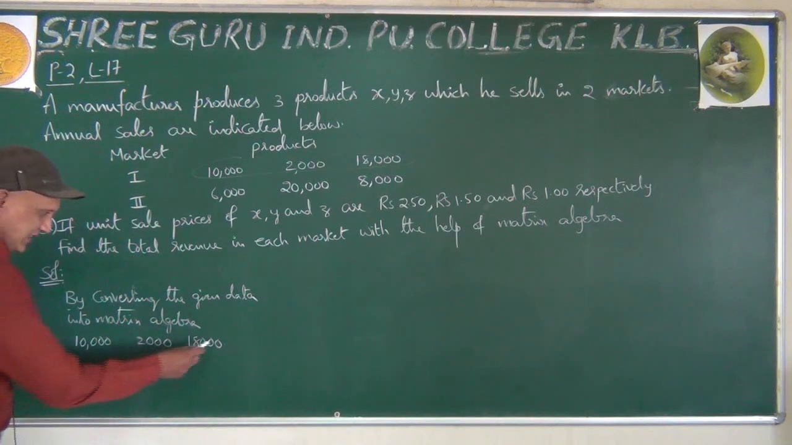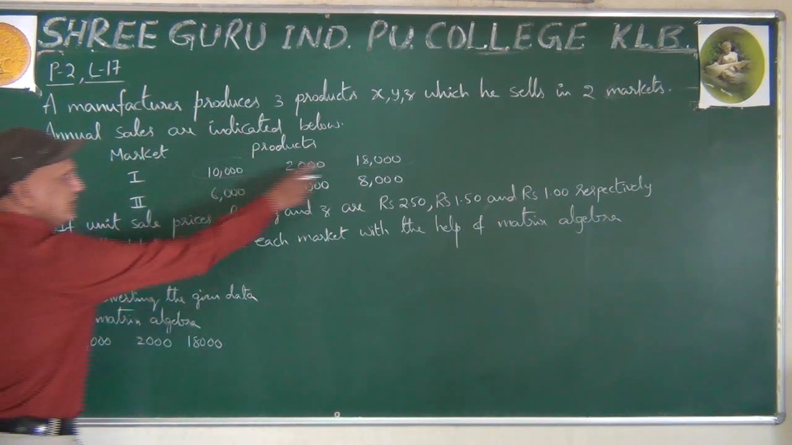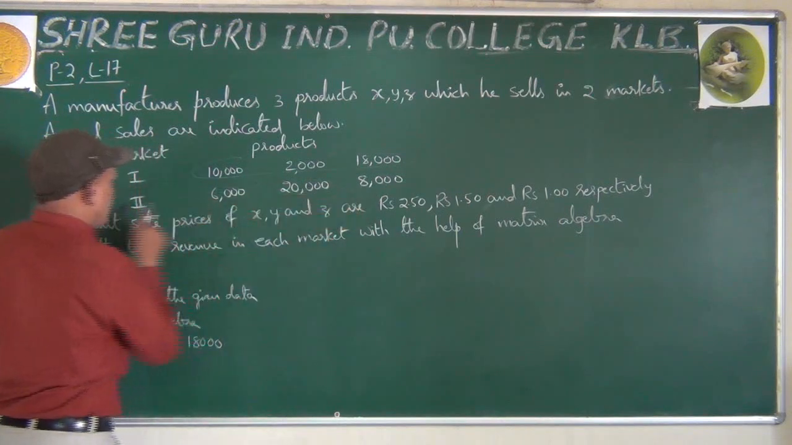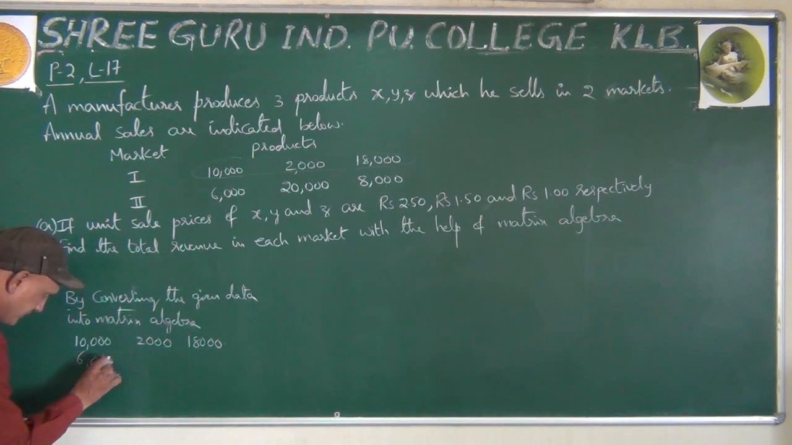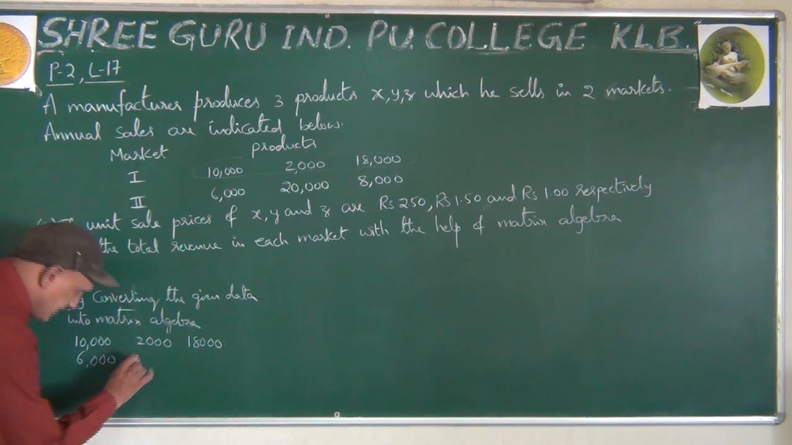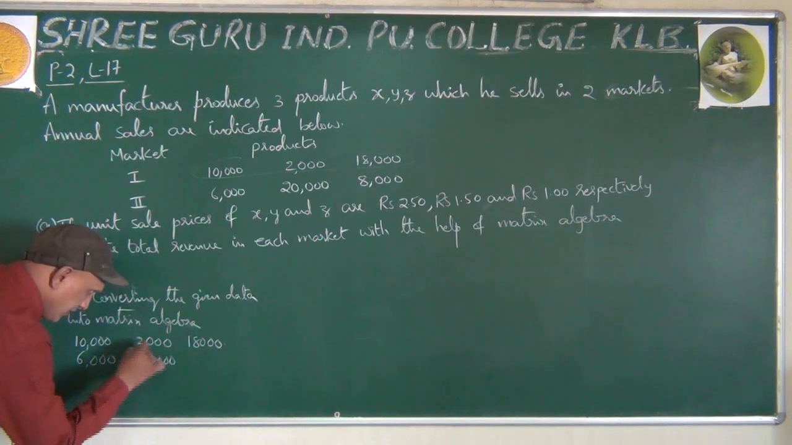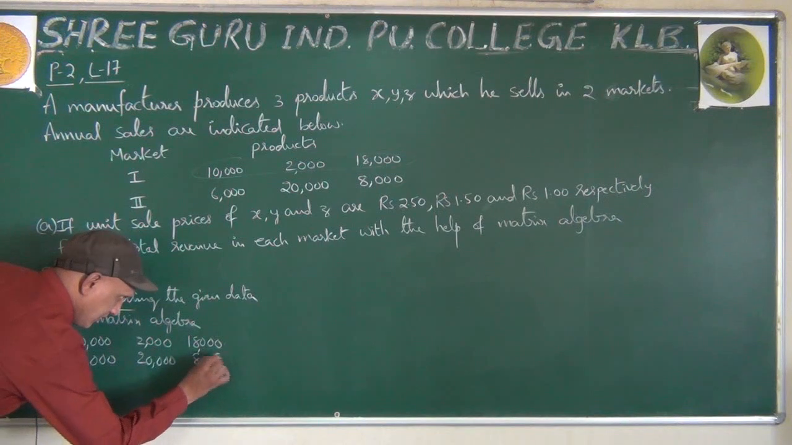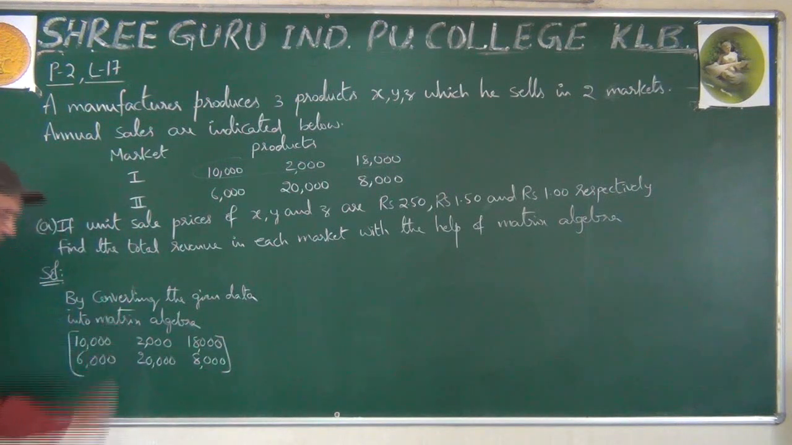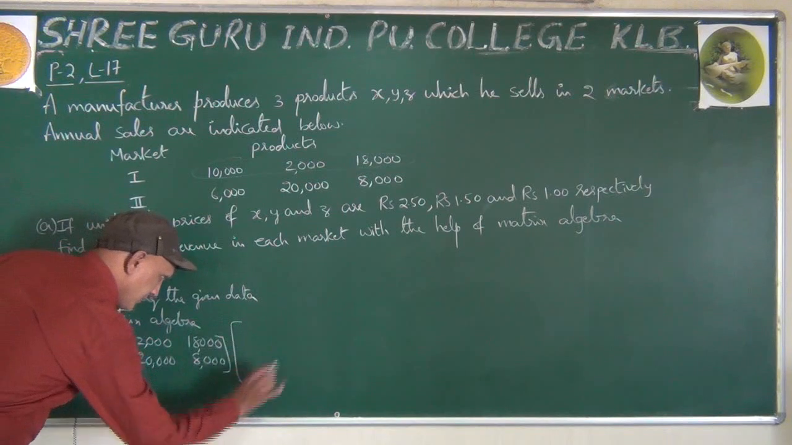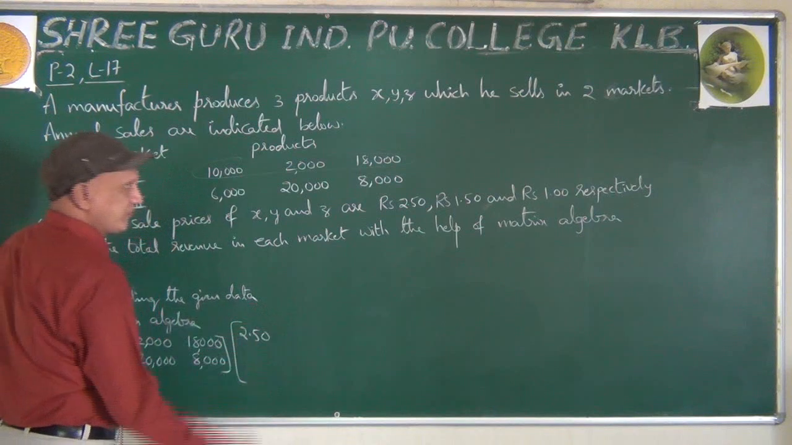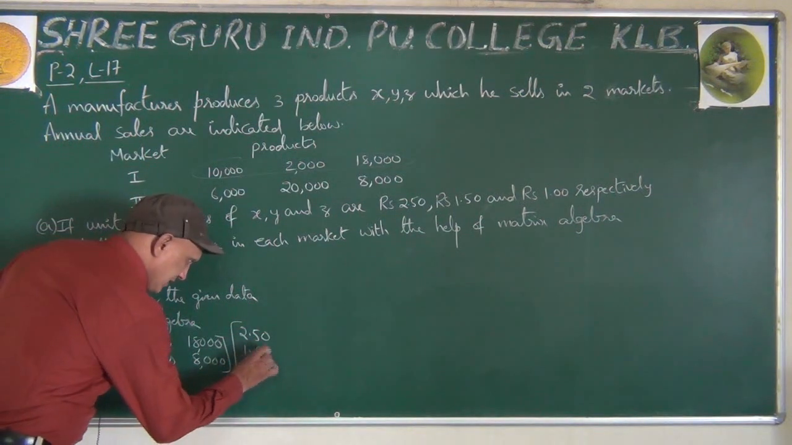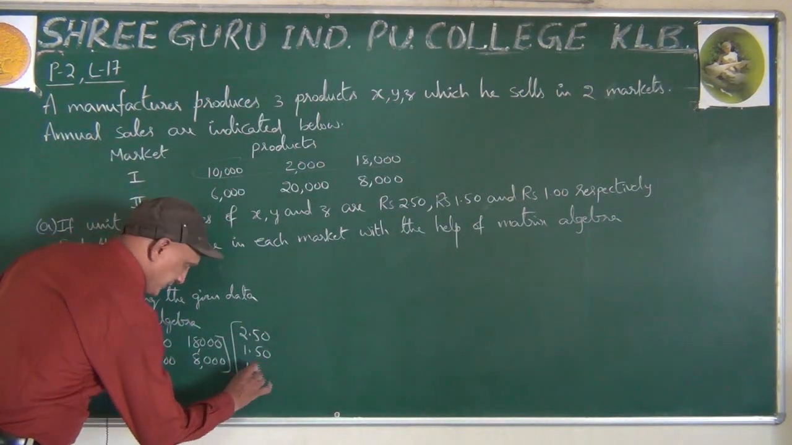We understand that this belongs to first market. Yeah. This belongs to second market. Yeah, we can understand. In the question only they gave. So I am writing at one place 6,000, 20 and 8. Okay. Product costs 2 rupees 50 paise and 1 rupee 50 paise and 1 rupee.